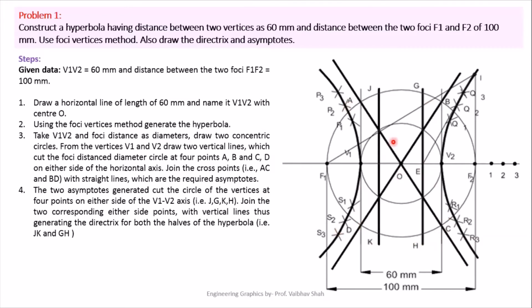Now we have to join the cross points. Join A and C by a dark line. This line is nothing but your asymptote. Then join B and D in a crosswise manner, which will give us the second asymptote. This cross of lines gives us the asymptotes. If you are correct, then your asymptotes must pass through your center point O like this.